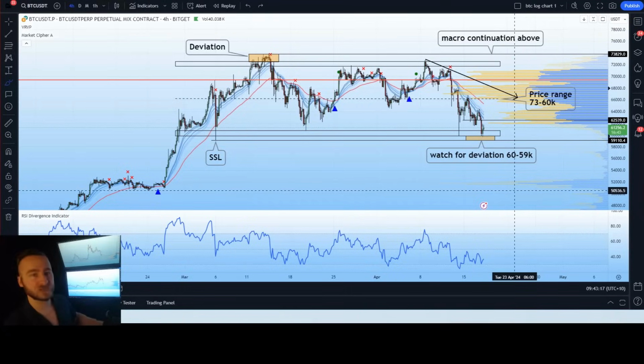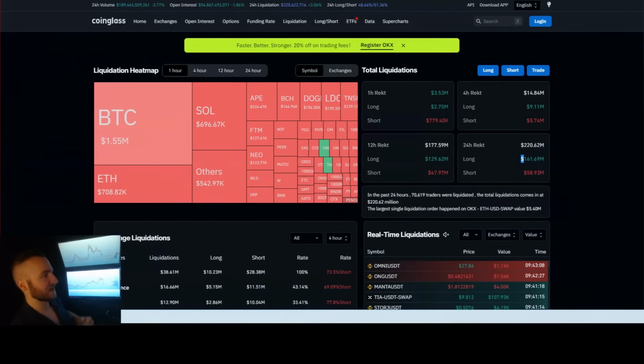Before we do get into Bitcoin, let's jump over to the market data. So 24-hour volume is down 3.7%, sitting at 189 billion. 24-hour liquidations are up 3%, sitting at 220 million. So again, 189 billion in 24-hour volume and 220 million in liquidations. We can see that volatility is starting to dry up a little bit, and we can see that volume is starting to fall down a little bit.